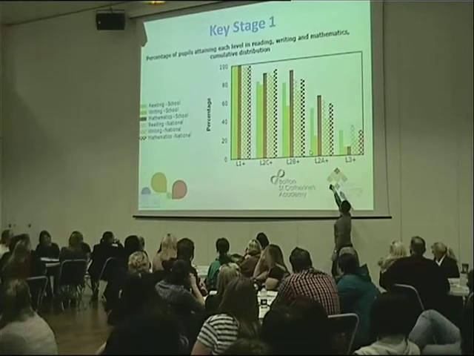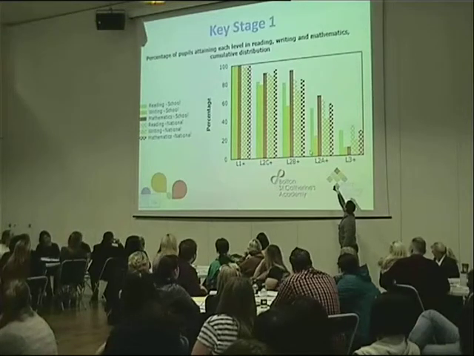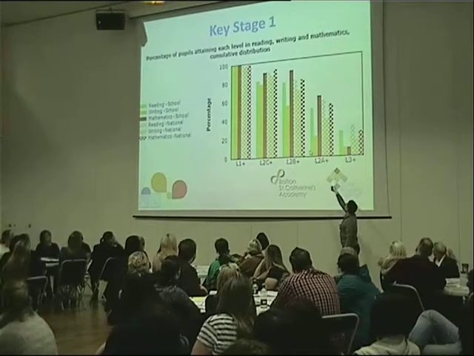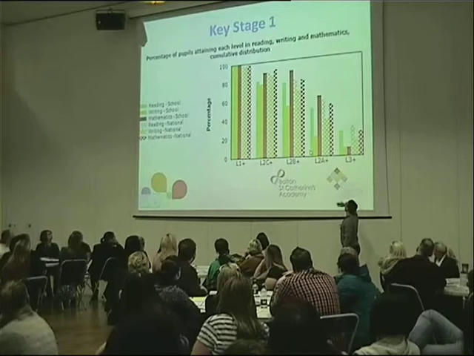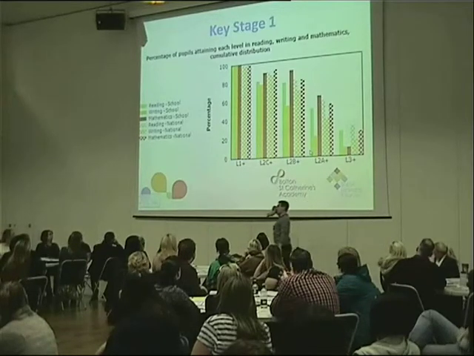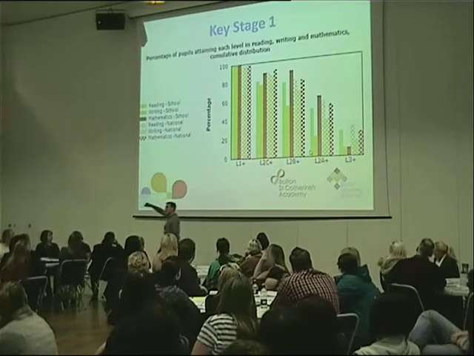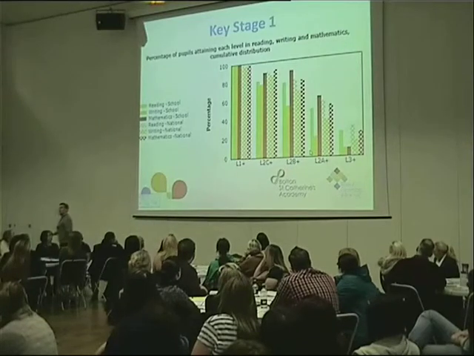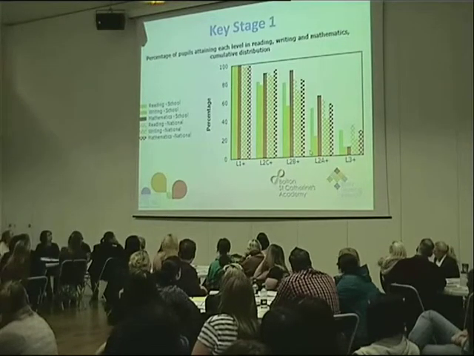But what you can see is where we start to drop further below the national average is levels 2A and 3. So those higher levels of achievement are where our students are struggling to progress and struggling to meet national averages.